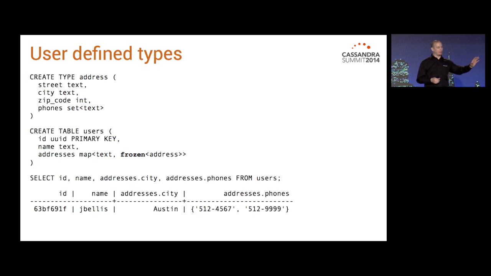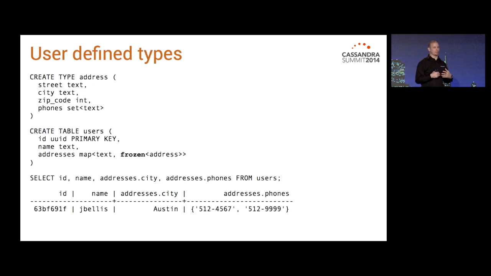And so we have the frozen keyword to give you that connotation of this type is a single unit. It's been frozen together, so you can't destructure it at a per field level. In 3.0, we're going to introduce mutability to user-defined types, and so you would use that just by omitting the frozen keyword. In 2.1, it's required.